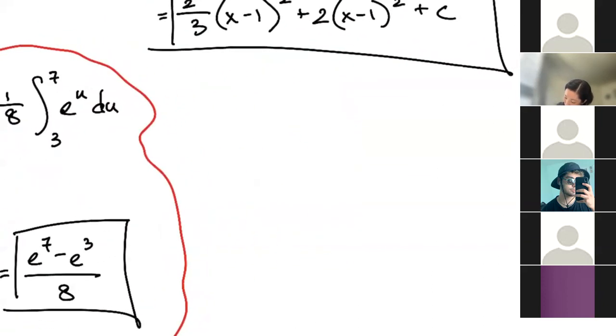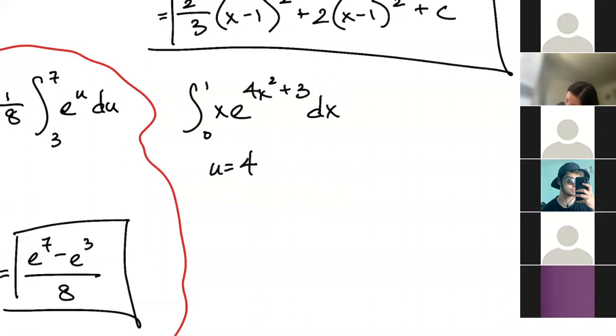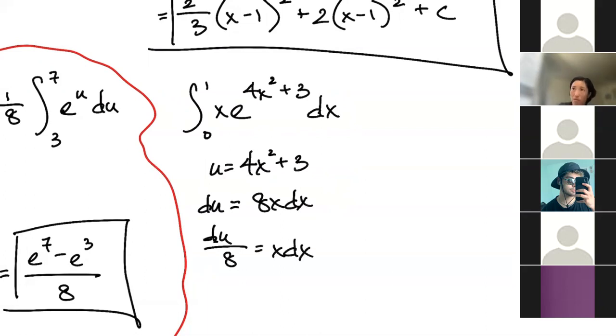So let's rewrite this over here. We have our integral from 0 to 1 of x e to the 4x squared plus 3 dx. And so with the same u, we get u = 4x squared plus 3, du equals 8x dx. So du over 8 equals x dx. Right, so that's all the same as the previous question.